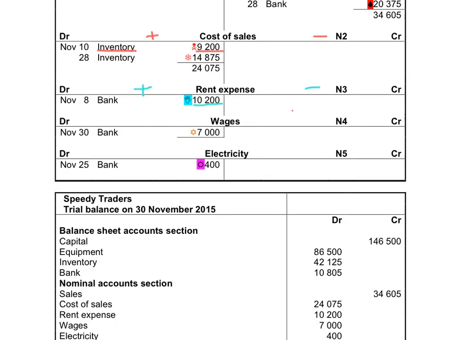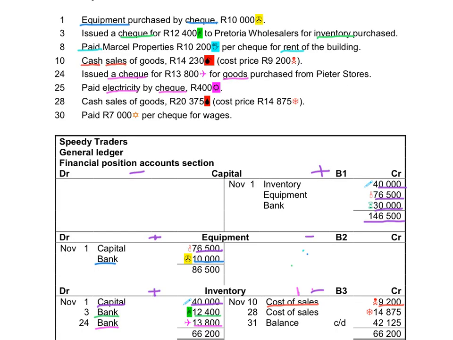Electricity is an expense. Expenses increase on the debit side and decrease on the credit side. Electricity will therefore increase on the debit side, and we will show that we credited the bank account with 400. Cash sales of goods, we received money, so the bank account will be one of the double entries, and we received the money from sales, so sales will be your double entry.